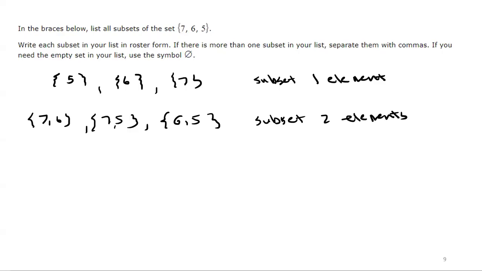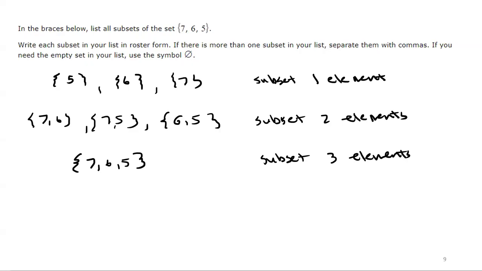And then another combination is, well, I can pick all of them. So I can pick 7, 6, and 5, and we only have that combination. Again, order doesn't matter here. So this would be a subset of three elements. Does that make sense?